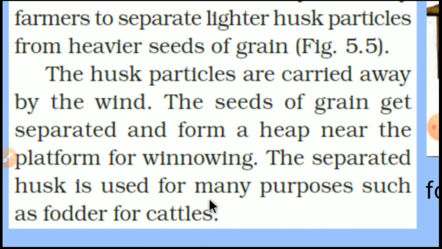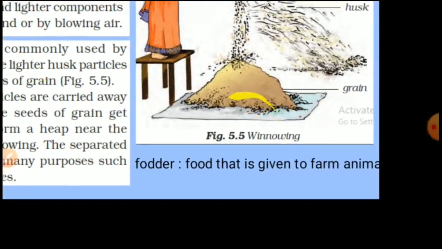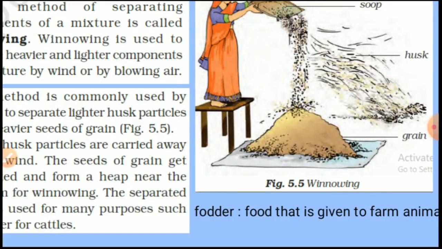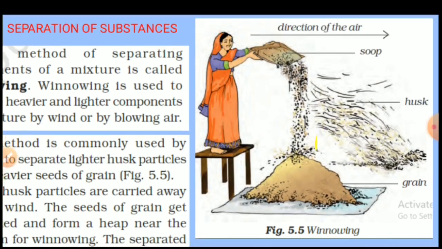This separated husk is used for many purposes, and one of them is fodder for cattle. So what is fodder? Let's see. Fodder is the food that is given to farm animals. Okay, that is fodder. Here a lady is there.